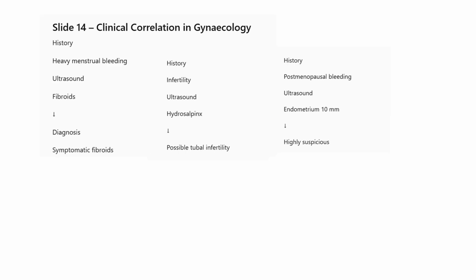So, the clinical correlation in gynecology. History: heavy menstrual bleeding, ultrasound: fibroids, the diagnosis: symptomatic fibroids. History: infertility, ultrasound: hydrosalpinx, possible tubal infertility. History: postmenopausal bleeding, ultrasound: endometrium of 10 millimeters, that's highly suspicious of endometrial cancer.